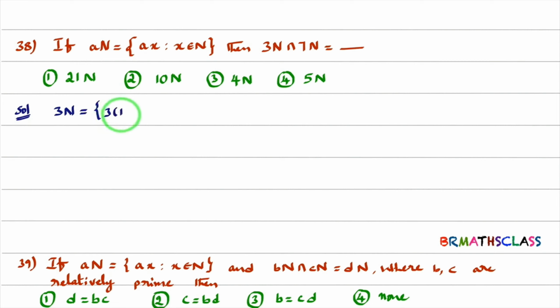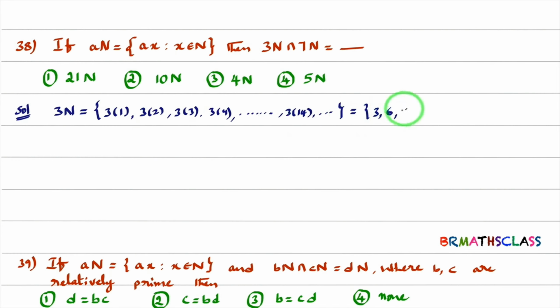So here it will be 3 into 1, 3 into 2. Try to understand. AN is in the form of AX where x is a natural number. 3N will be in the form of 3x where x is a natural number. 3 into 2, 3 into 3, 3 into 4. Like that you will get 3 into 14. Like that so many elements will be there. It's an infinite set. So here 3 into 1 is what? 3 into 1 is 3, 3 into 2 is 6, 3 into 3 is 9, 3 into 4 is 12.